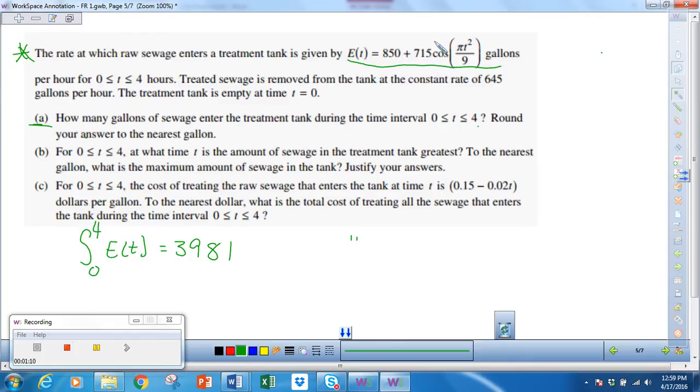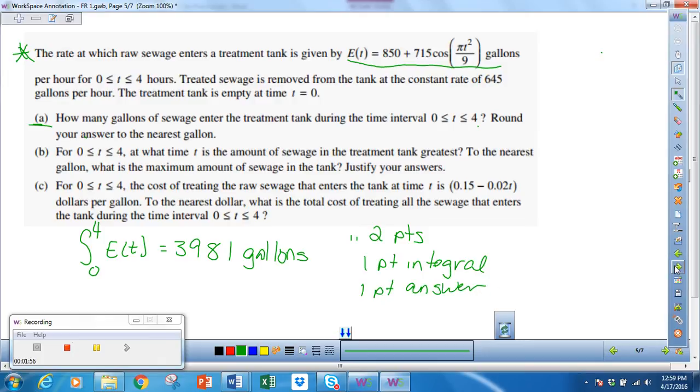Also on the AP exam, they love to give you these ugly functions and ask you either to integrate or differentiate. And what you want to be able to do is do this on your calculator. If you cannot do this on your calculator, you really need to come see me and let me show you how to do that before the AP exam, really before the next test. So for this question that was worth 2 points, you got 1 point for the integral, which I thought was pretty generous, and you got 1 point for the answer. And most of you got both of those points.